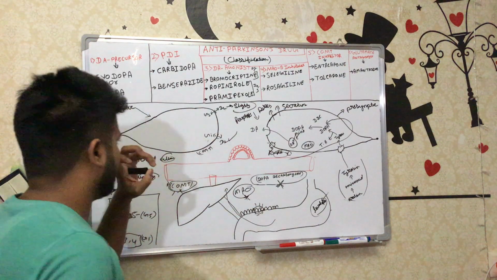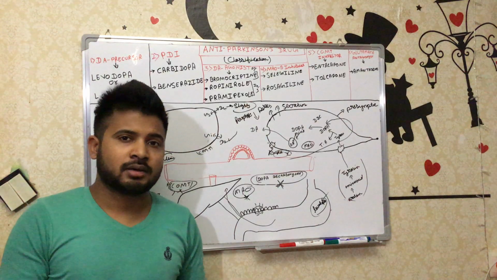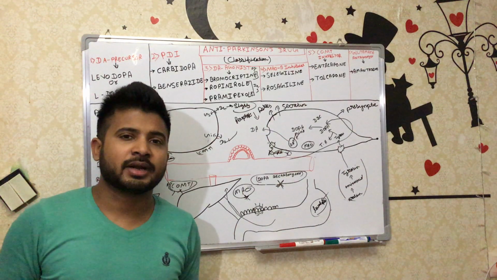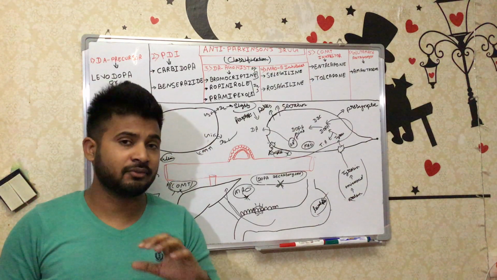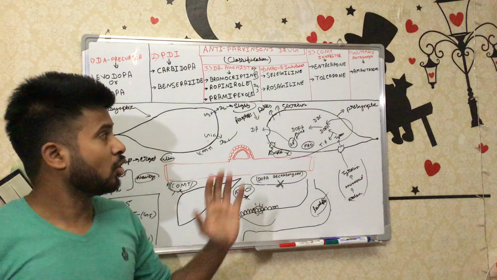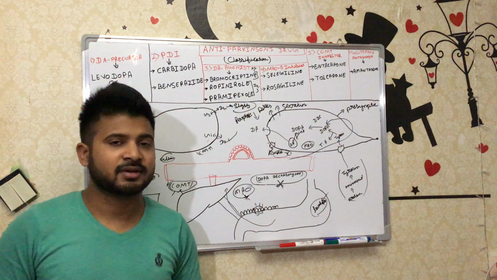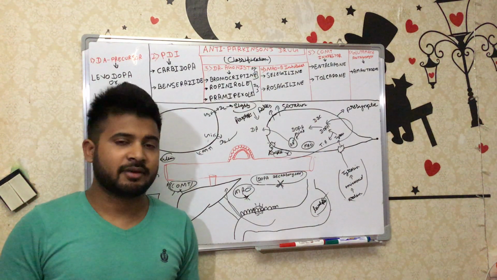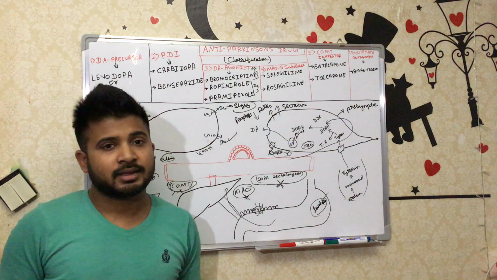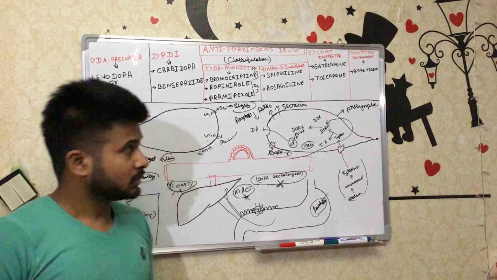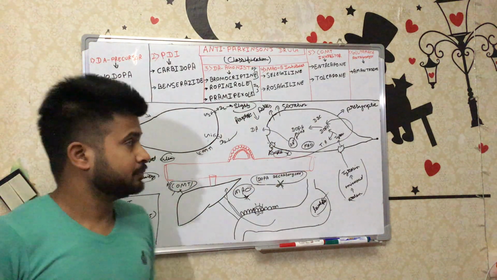But one bad thing about amantadine is that tolerance develops at a very early stage, and then the effect is gradually lost. That's why we can't use amantadine long term, just for 2 or 3 months. After that we have to stop, otherwise tolerance starts and finally the action is gradually lost. That's why it's not the drug of choice, but somehow we can use amantadine.